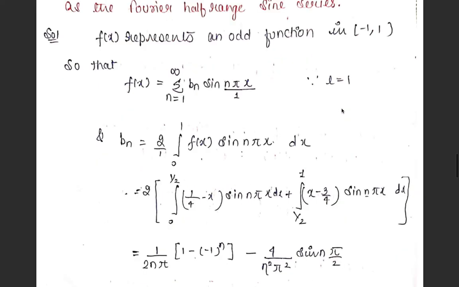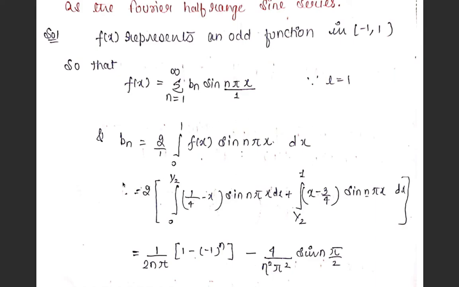And for an odd function, we know that the coefficients a0 and an are 0. So we are only left with the terms of bn. That is, the Fourier series now becomes the sum from n equals 1 to infinity of bn sin(n pi x by L). Now here L is 1, which you can see here. So bn is 2 by L, integral 0 to L of f of x sin(n pi x by L) dx.